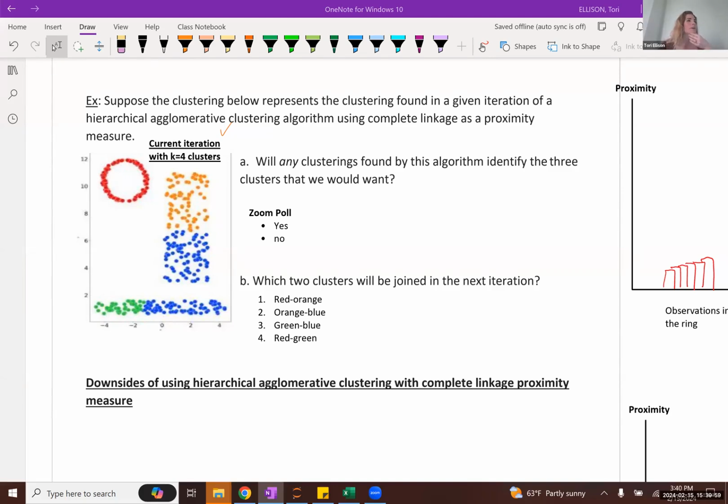Okay, so welcome back. Here, let me post a poll. The question for you all is, do we think that the hierarchical agglomerative clustering algorithm using complete linkage will ever be able to identify the three distinct clusters that we're looking for? So basically, will we ever get a clustering with exactly three clusters in which this is a cluster, and this is a cluster? Okay, so please try to submit in the next few seconds.